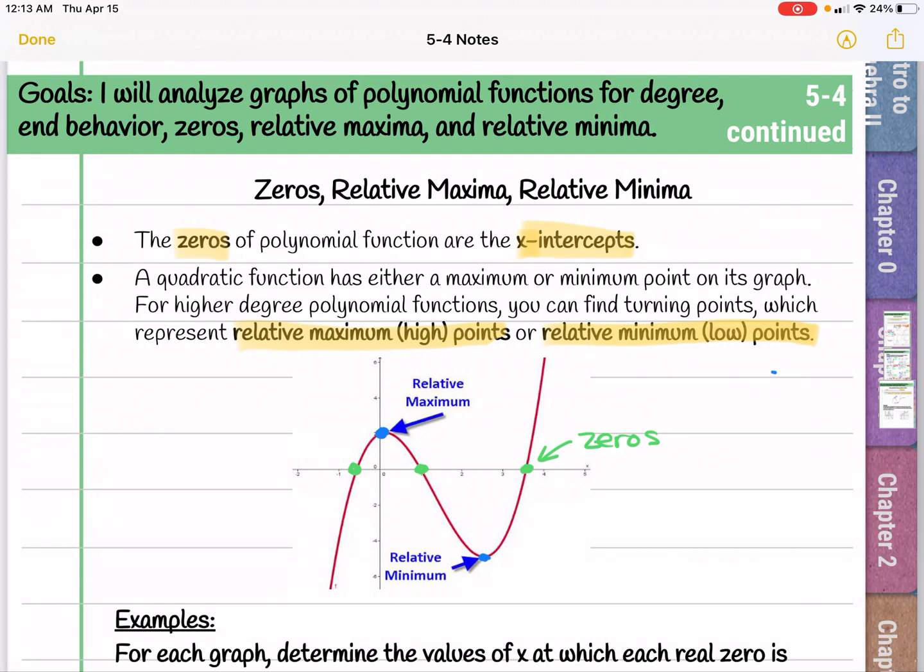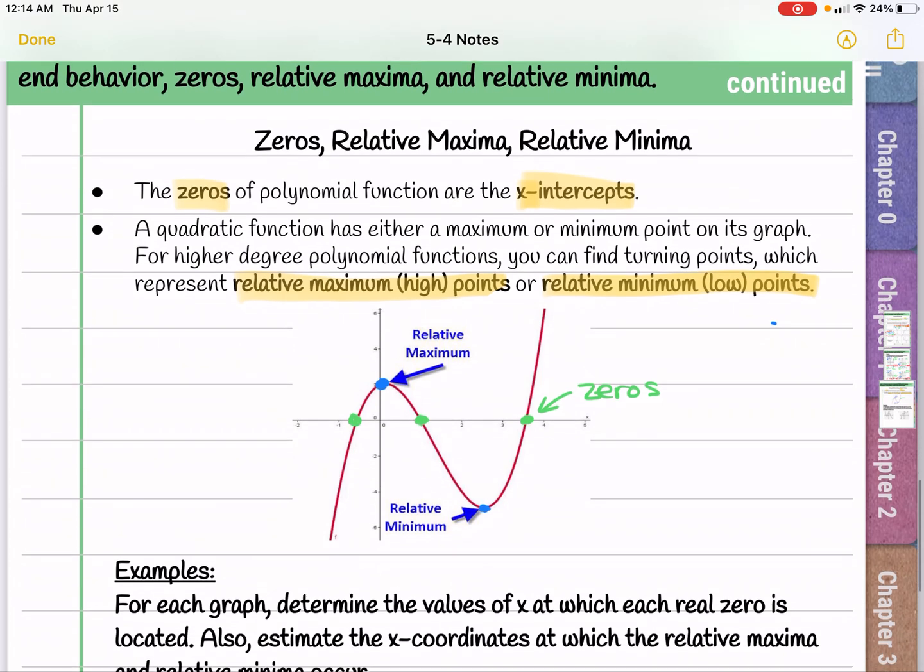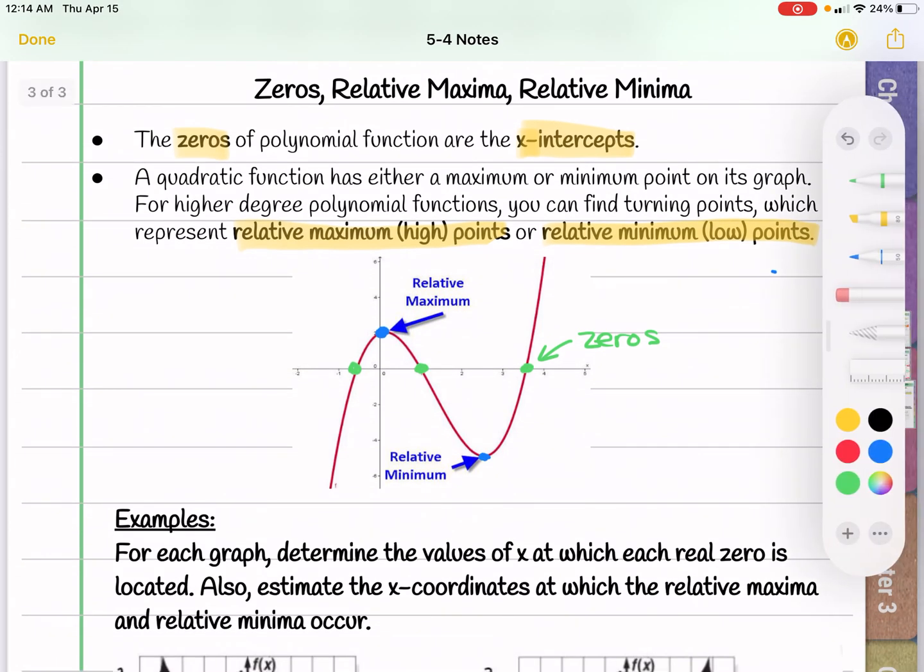In this video, we're going to continue with analyzing graphs of polynomial functions, but this time we're going to focus on the zeros, relative maxima, and relative minima. We've learned about zeros before. Remember, zeros are your x-intercepts. So that's where your graph crosses the x-axis.